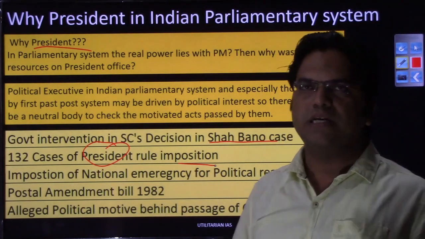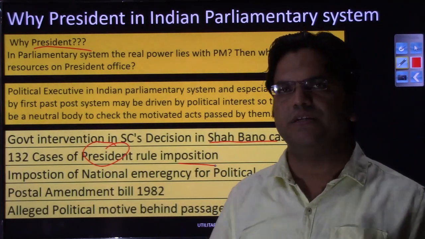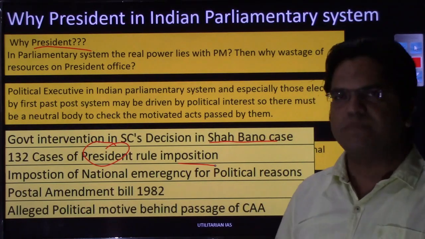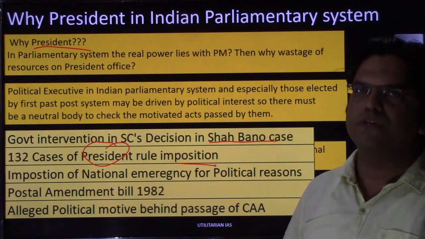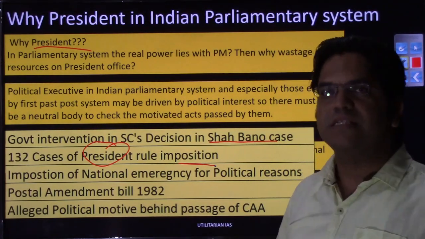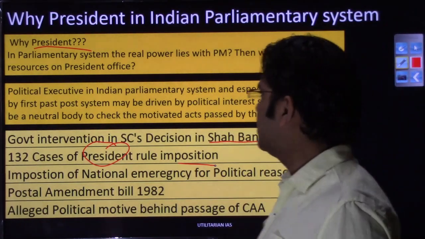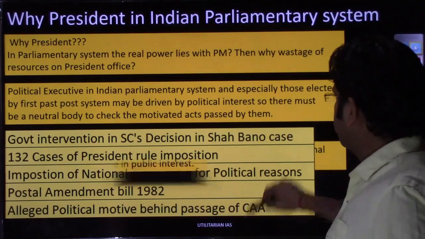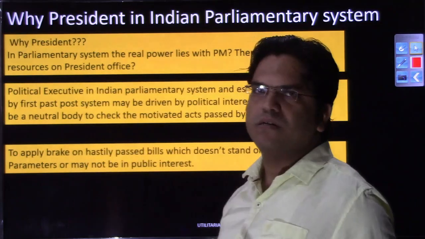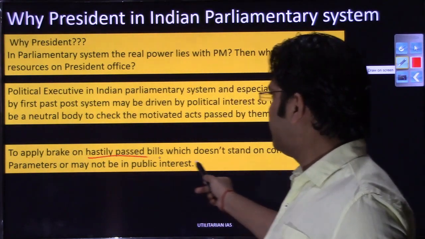Although these 132 emergencies have been imposed by the pushing of the council of ministers on the president itself, there have been many occasions, if you have any idea of post-independent India, where the decisions of the council of ministers to impose president's rule in various states were forwarded to the president, but those presidents have denied. It is because of their impartiality, because of their neutrality, right? So again, the point I am trying to make is that you need to have a neutral, impartial office which could apply a brake on hastily passed bills.